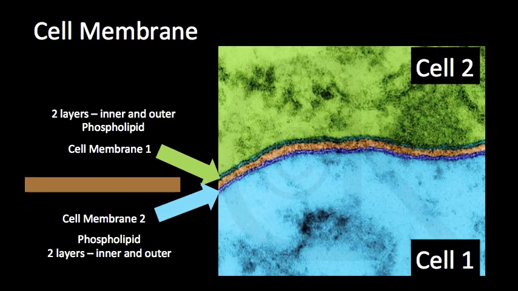And here we have 2 cells, a blue cell and a green cell, coming up right next to each other. And this has been taken with a transmission electron microscope at very high magnification, so you can actually see, if you look very closely, the 2 layers of each of the cell membranes on each of the cells and the brown in between is the extracellular environment. So this is a very common arrangement you see in the cellular world.